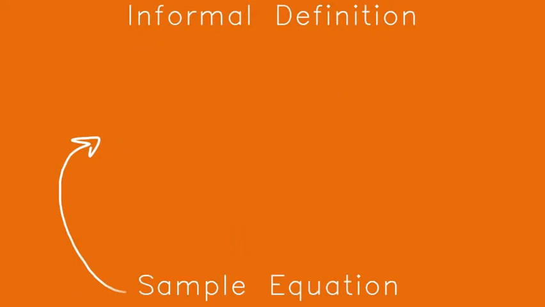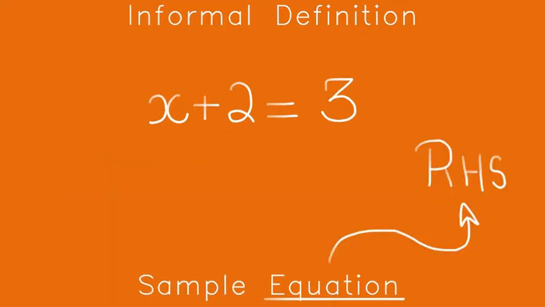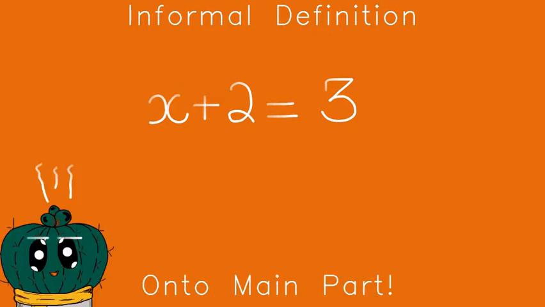Now, first of all, we are going to be needing our sample equation. For that, we have the following equation: x plus 2 is equal to 3. As you can see, we have the left-hand side, which is the x plus 2 side, and we also have the right-hand side, which is 3 in this case. And we cannot forget about the equality. We also have that. Okay, so on to the main portion.